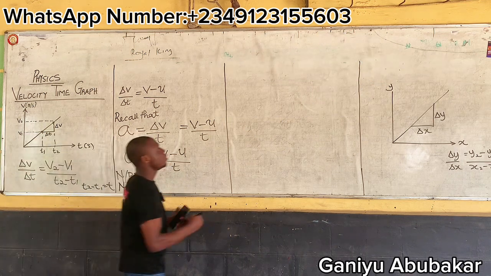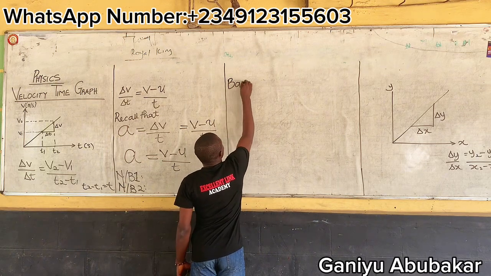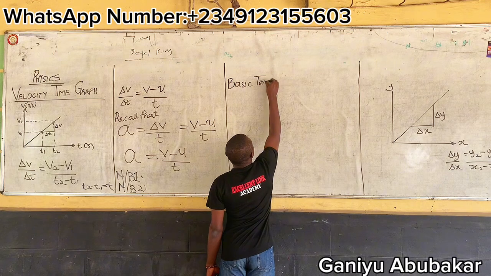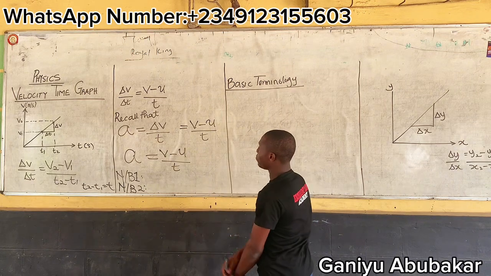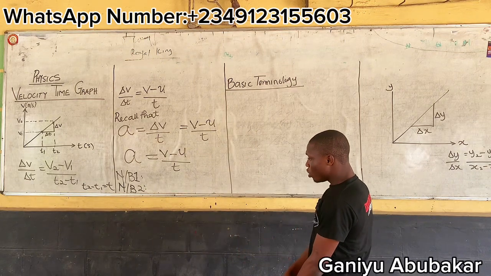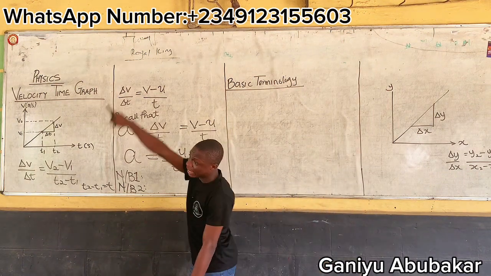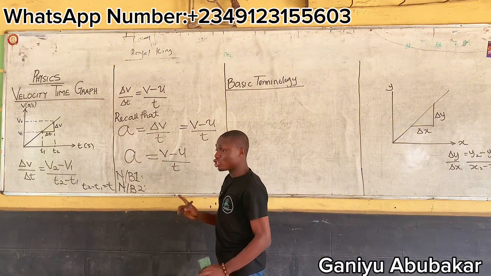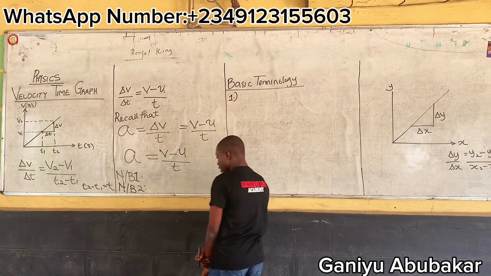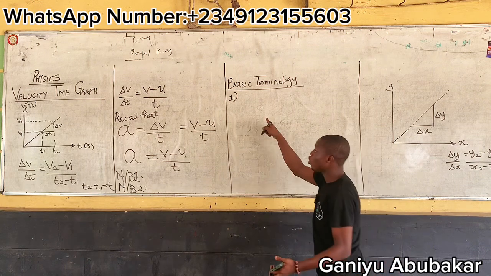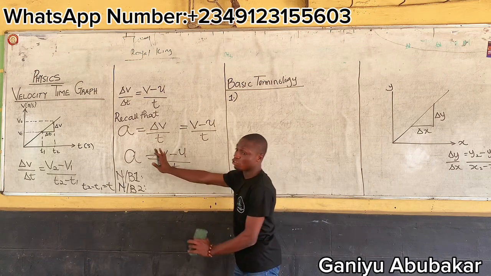Now let's look at some terms we use when it comes to velocity time graph, the basic terminology we'll be using in the study of velocity time graph. The first one is acceleration. I've shown you here that the inclined line, or the slope, is the acceleration. That's number one.